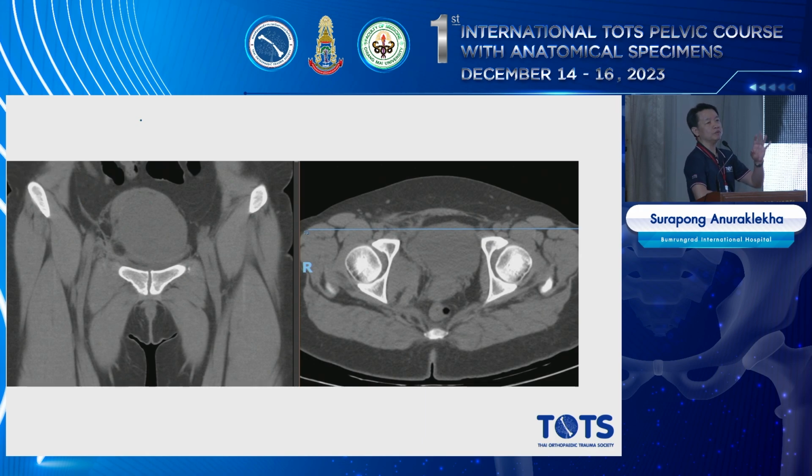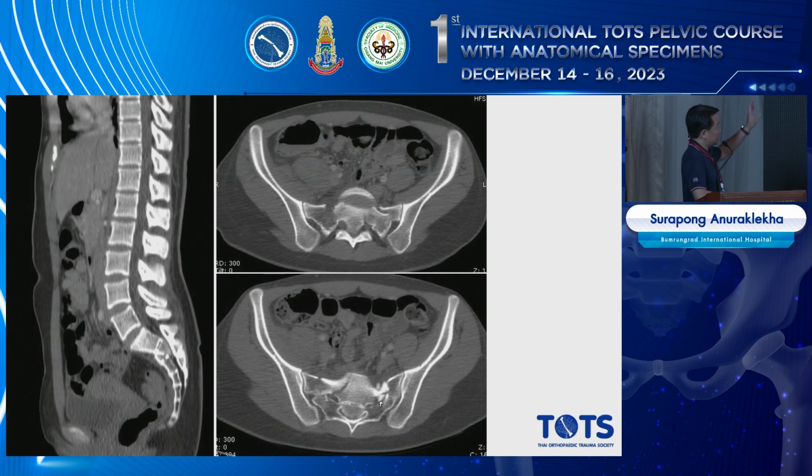Apart from information from the bone, information about the soft tissue is also very important. For example, you can see both the femoral artery and femoral vein very close to the pubic ramus, in case you plan to put the screw right there. To review the CT scan before your pre-op planning is very useful as well.